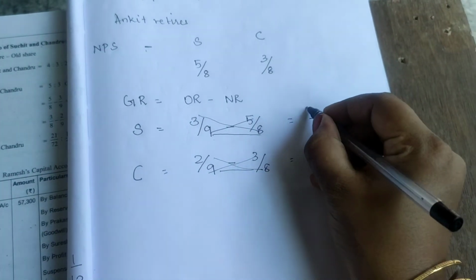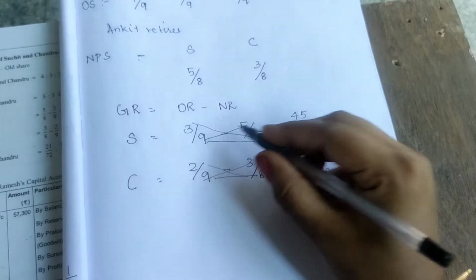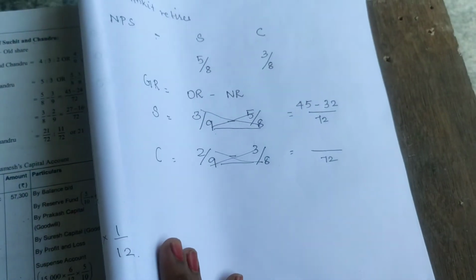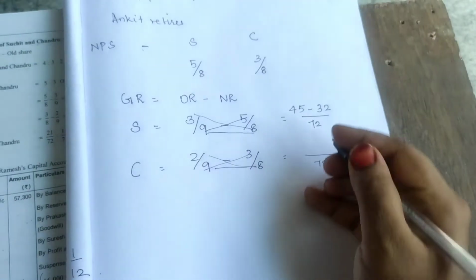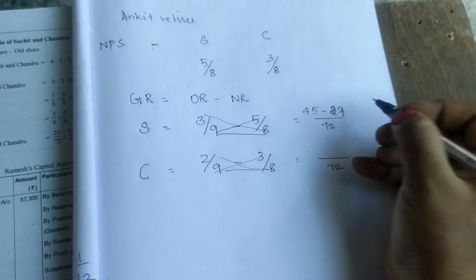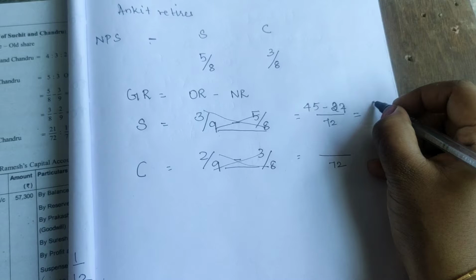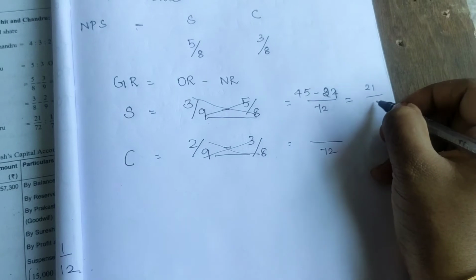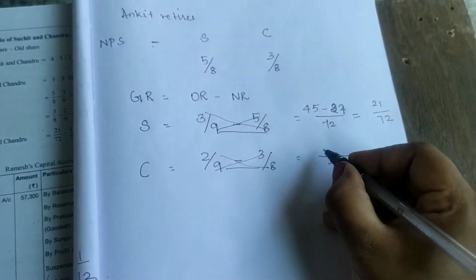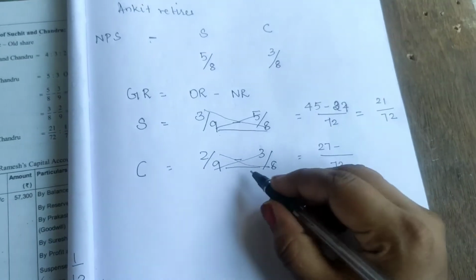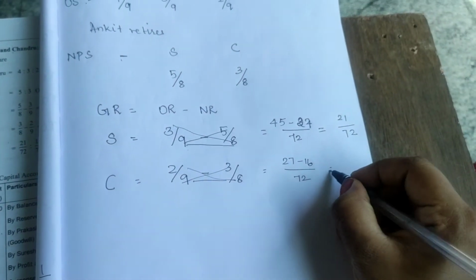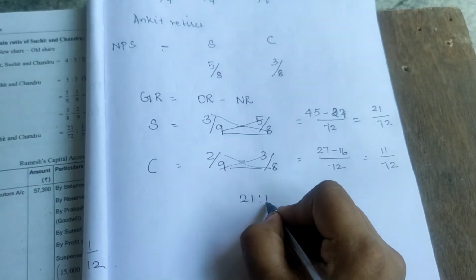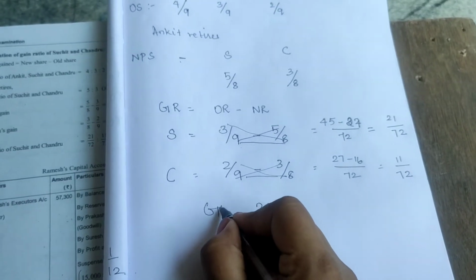9 5s are 45, 8 3s are 24. Okay, by this we get 21 by 72. 9 3s are 27 and 8 2s are 16, is equals to 11 by 72. So the answer is 21:11 is their gaining ratio.